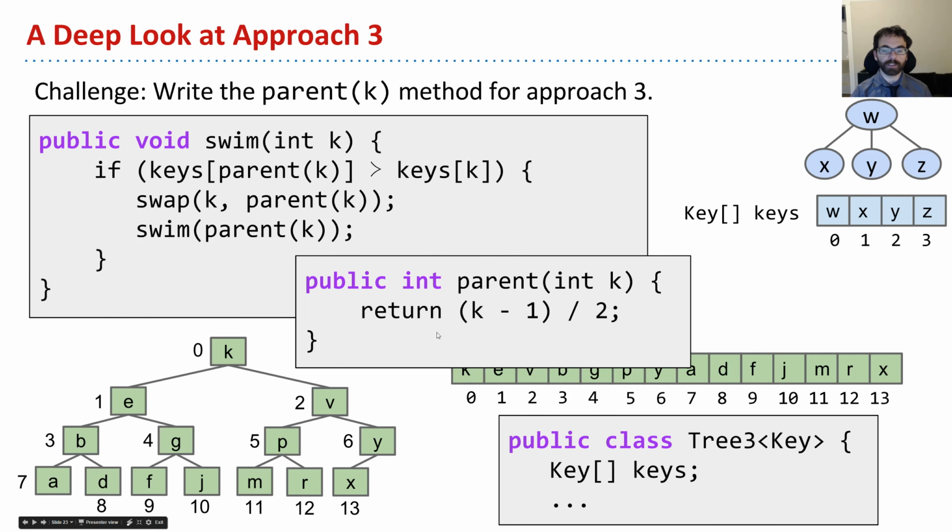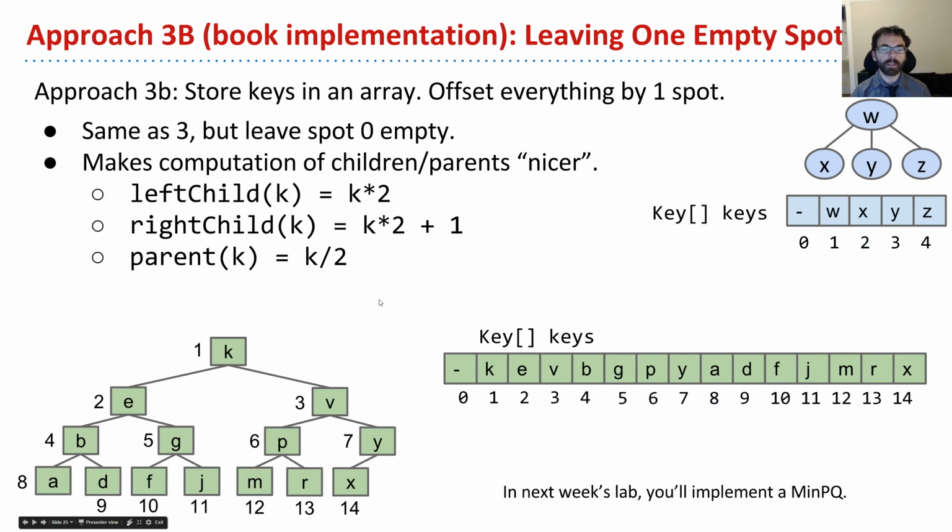So rather than the parent function looking like this, (k minus 1) divided by 2, in this approach, if you leave an empty space, now parent is just k over 2. And that's literally why we do it. Seems a little silly, what the authors of the textbook chose to do, but it does make the math nicer. I'm not going to complain.